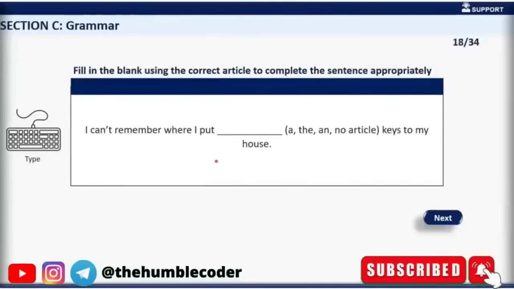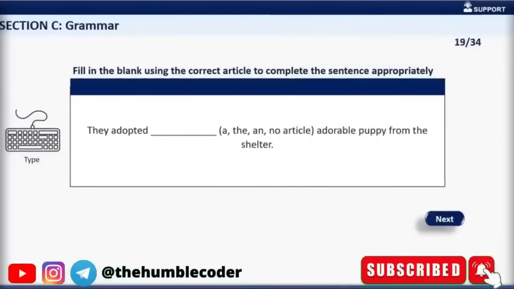Next question is, I can't remember where I put dash keys to my house. The correct answer in this case is going to be, I can't remember where I put the keys. Let's move on to the next question now. They adopted dash adorable puppy from the shelter. The correct answer is going to be an adorable, because here we are using a vowel. So they adopted an adorable puppy from the shelter.